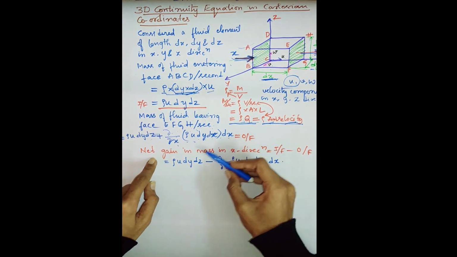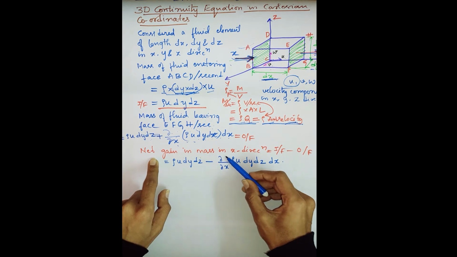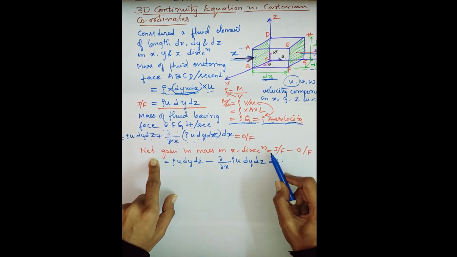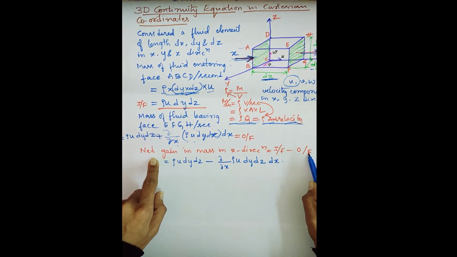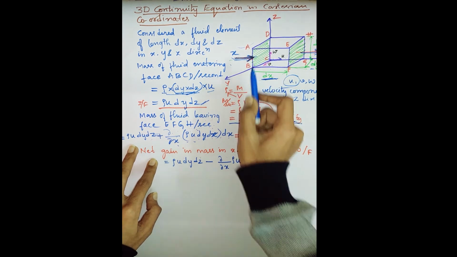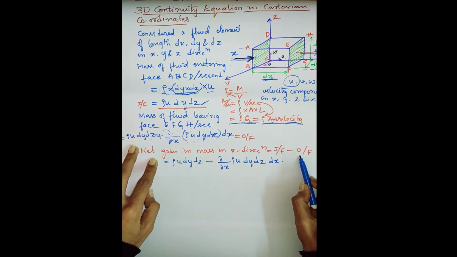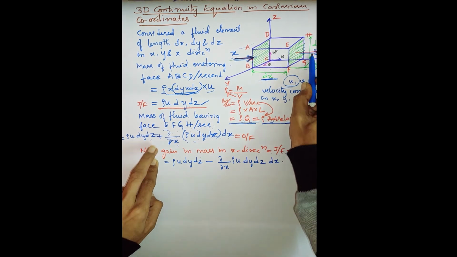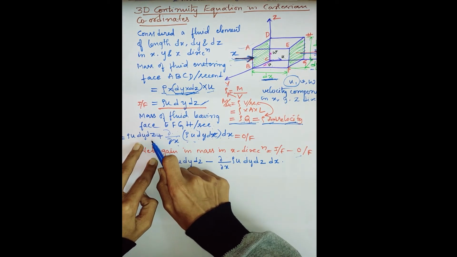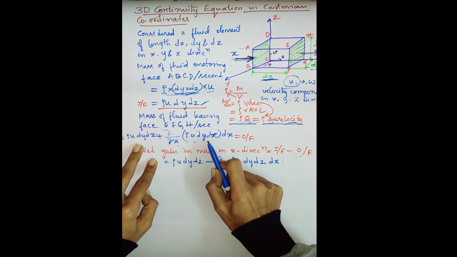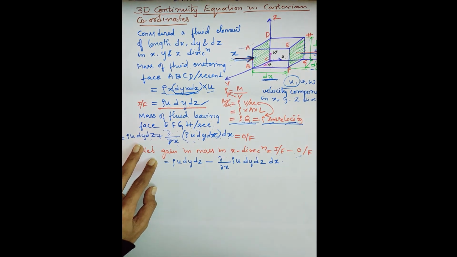Now we'll calculate the net gain in mass in x direction. The net gain in mass in x direction is equal to inflow minus outflow. The inflow is the mass entering the face ABCD, and the outflow is the mass leaving the face EFGH, which is rho u dy dz plus dou by dou x of rho u dy dz into dx. So we'll substitute here.